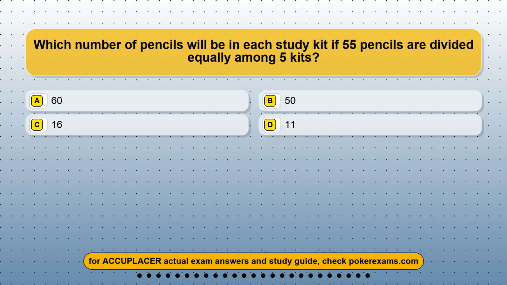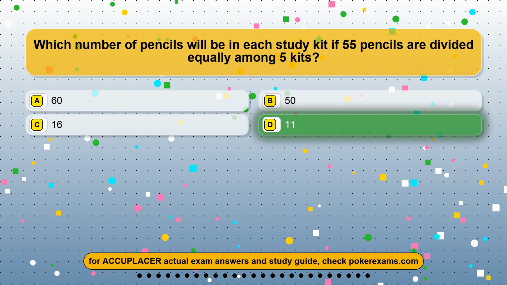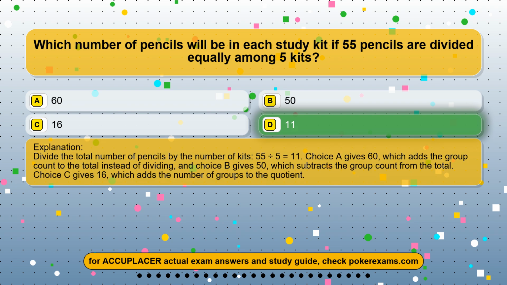Question 2. Which number of pencils will be in each study kit if 55 pencils are divided equally among 5 kits? Option A 60, Option B 50, Option C 16, Option D 11. The correct answer is Option D, 11. Divide the total number of pencils by the number of kits. 55 divided by 5 equals 11.